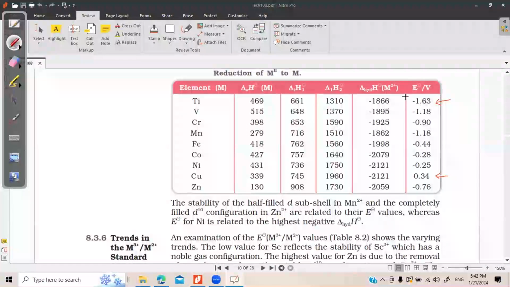And you can see there is no continuous trend: 1.63, 1.18, and again 1.18. Look at the difference here. There is no gradual increase or decrease. As the atomic size is not gradually increasing or decreasing, there is no fixed trend of the metallic bonds or atomic size in the group. We do not find one constant increase or decrease in the reduction potential value. So in the 3d series, the highest reduction potential value is for copper, and the least is that of titanium.